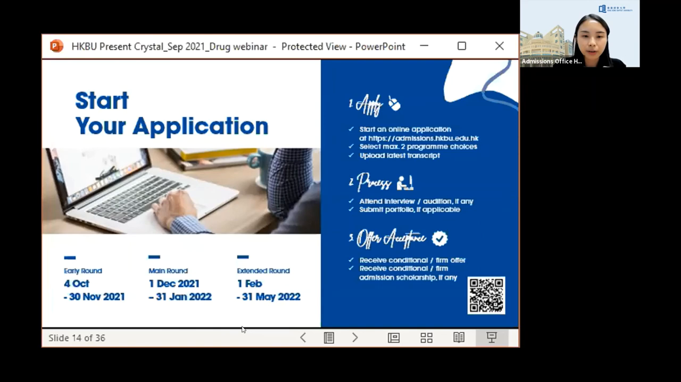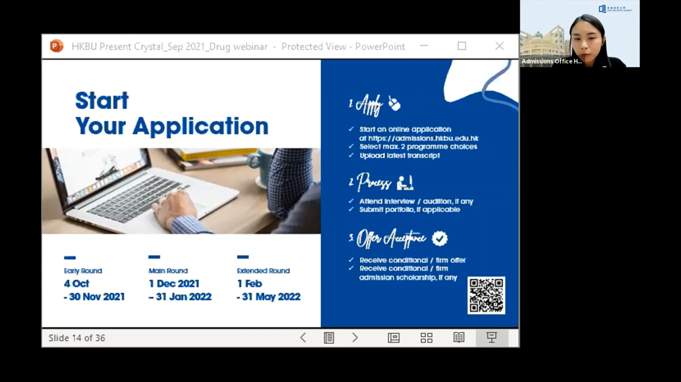And then here come the most important questions: how can you apply to us? It's quite easy. You do not have to send any hard copy documents to us. You only have to fill in an online application form and upload all the supporting documents to the website. You can make two program choices in the form. After you submit your application, you'll be invited for an interview. And later on, if you are admitted by our university, you'll receive a conditional or a confirmed offer.